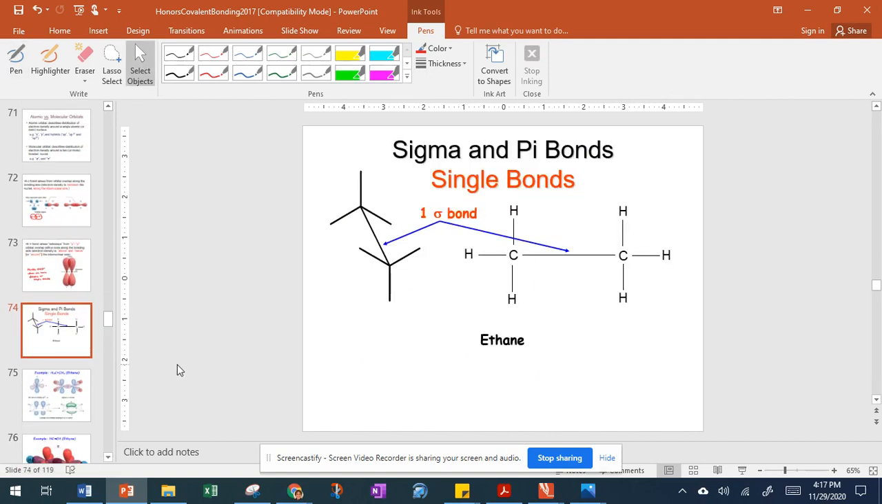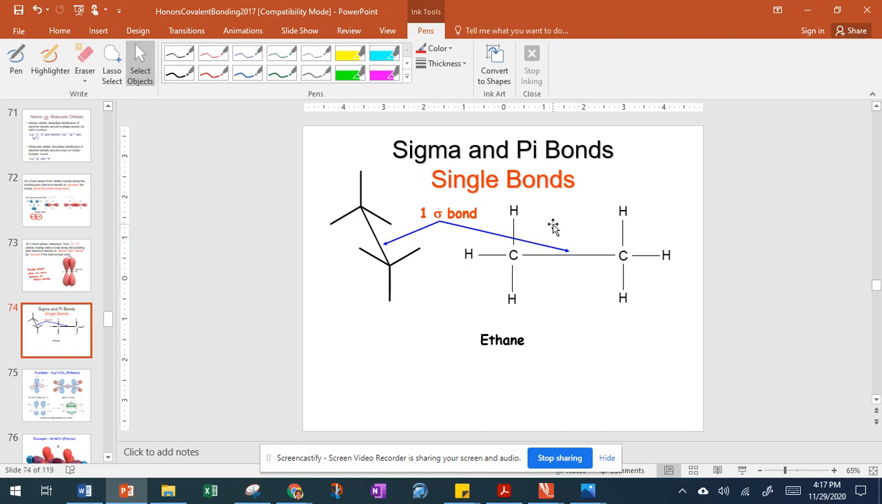Here we have ethane, C2H6, which only has single bonds in the molecule. So each of these single bonds has electron density between the two bonded atoms. So here between the carbon and hydrogen, carbon, hydrogen, carbon, hydrogen, carbon, carbon, and three other carbon hydrogens. These are all sigma bonds.